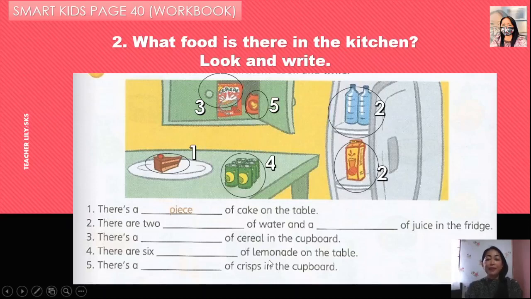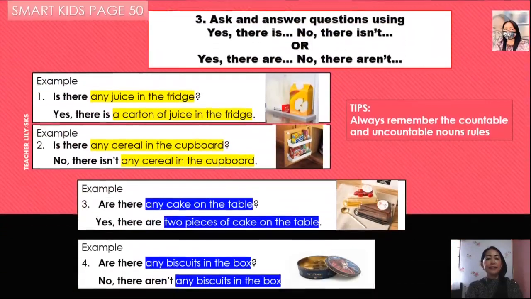So, do you understand our class? It's easy, right? Okay, we repeat from number 1. There's a piece of cake on the table. Number 2, there are 2 bottles of water and a carton of juice in the fridge. And number 3, there's a box of cereal in the cupboard. And number 4, there are 6 cans of lemonade on the table. And number 5, there's a bag of crisps in the cupboard. Okay, now let us move to our next task.